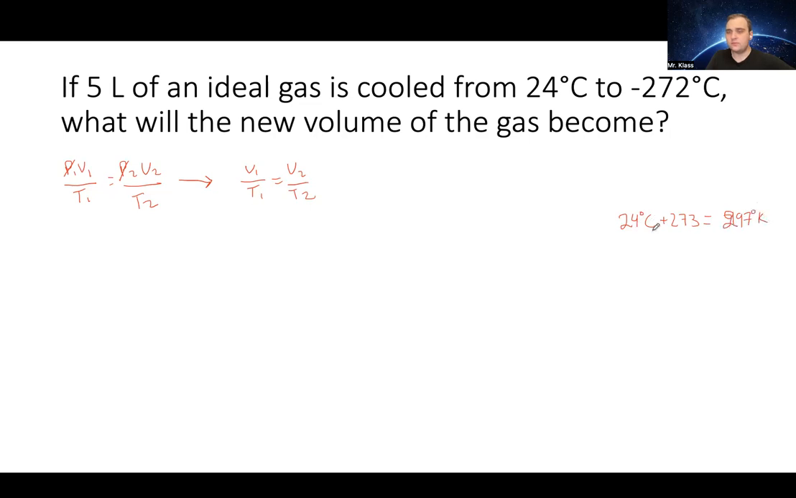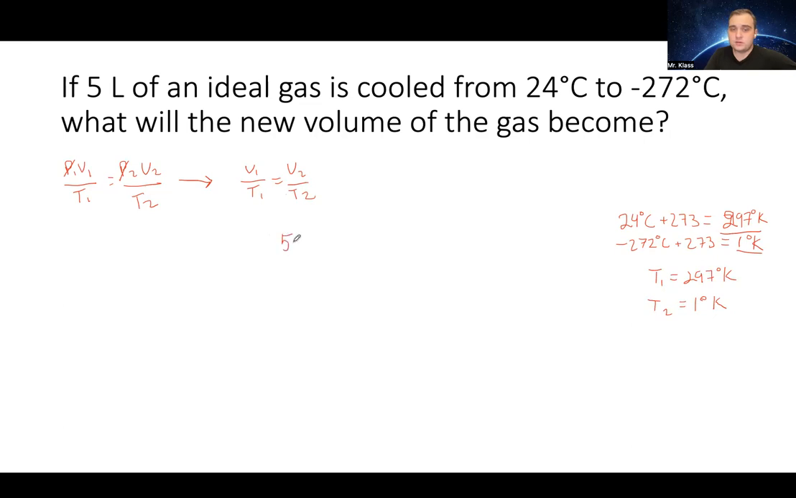297 degrees Kelvin. Now we get negative 272 degrees Celsius plus 273. Well, if we can do basic arithmetic, we know this is 1 degree Kelvin. So now these are our new temperatures. If we look, T1 is equal to 297 degrees Kelvin. T2 is equal to 1 degree Kelvin. And we know this is very, very cold because 0 degrees Kelvin is absolute zero, where there is no movement in particles whatsoever. Okay, so let's plug this in and see what happens.